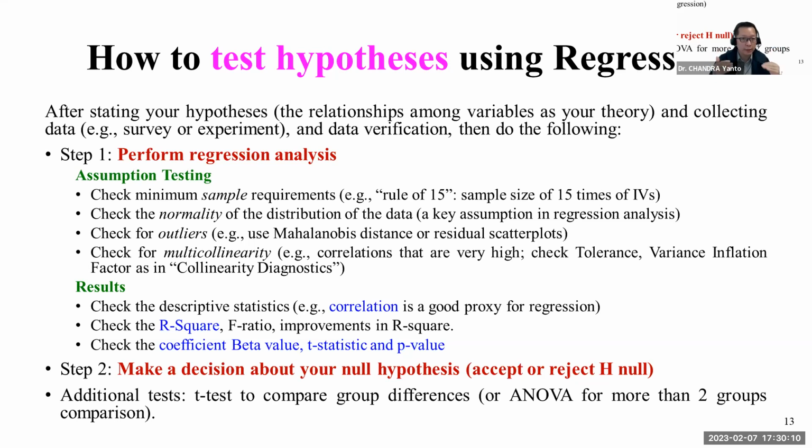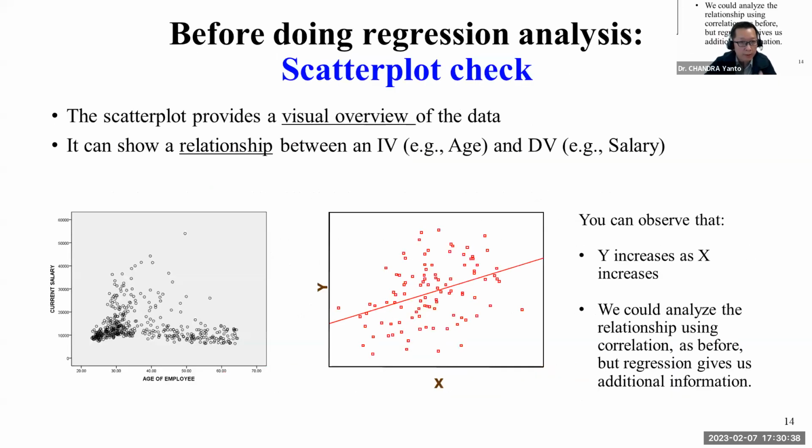And you can also do further tests, such as comparing groups. For example, you want to test whether different genders differ in terms of their salary, right? You can do a t-test, right? Or you can do a more complex one, for example, using ANOVA. And we're going to look at this in more detail later. I think it's 2 weeks from now. We're going to look at the t-test, ANOVA, and MANOVA.